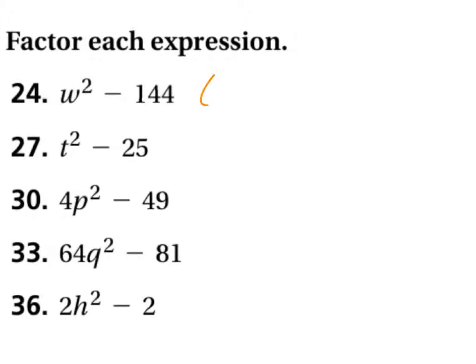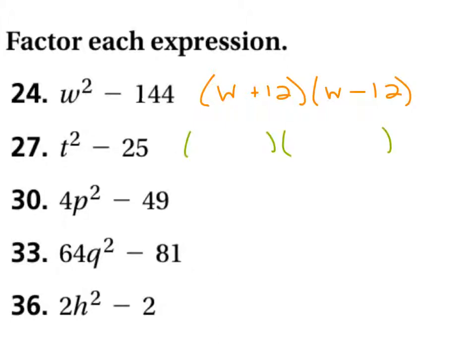We will write that as the square root of the first thing, w, plus the square root of the second thing, 12, times the square root of the first thing, w, minus the square root of the second thing, 12. Okay? We have the square root of each one in the front and the back, respectively, and then one of each sign. So it's that easy. So let's keep going.